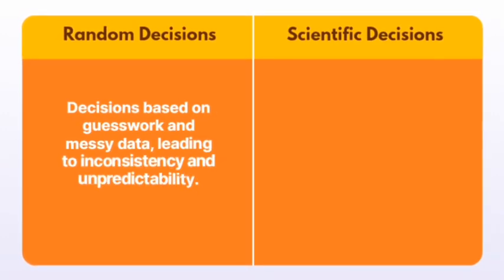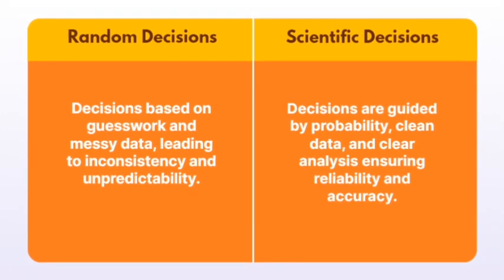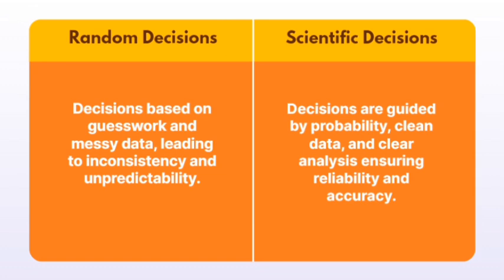Random decisions: decisions based on guesswork and messy data, leading to inconsistency and unpredictability. Scientific decisions: decisions are guided by probability, clean data, and clear analysis, ensuring reliability and accuracy.